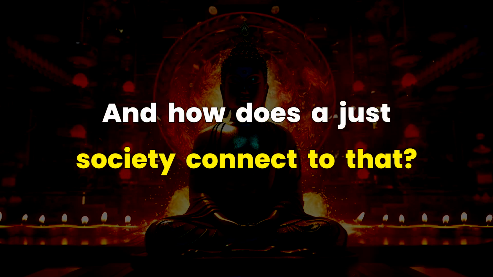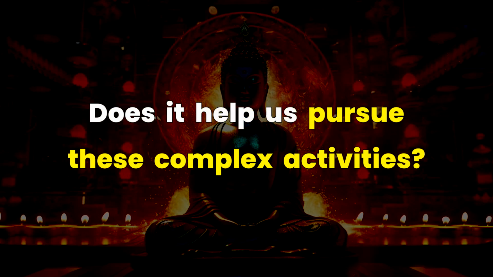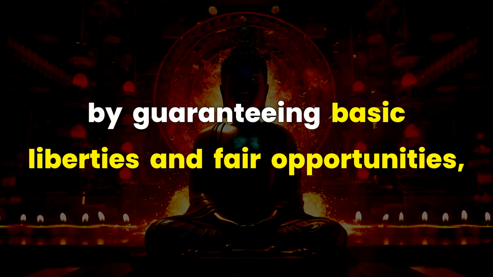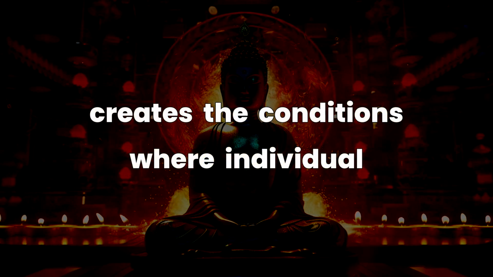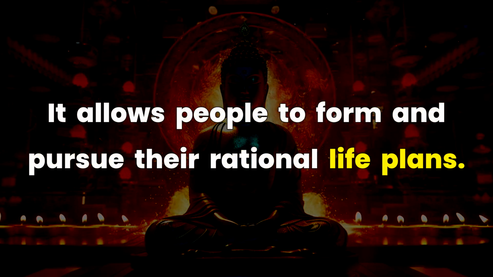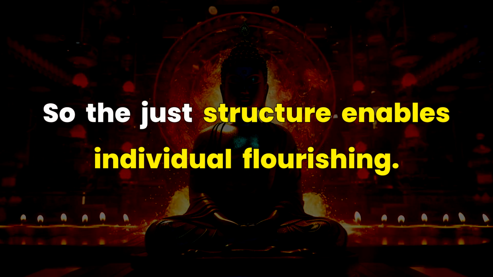And how does a just society connect to that? Does it help us pursue these complex activities? Absolutely. A well-ordered society, defined by Rawls' principles, by guaranteeing basic liberties and fair opportunities, creates the conditions where individuals can develop and exercise their capacities. It allows people to form and pursue their rational life plans. So the just structure enables individual flourishing.